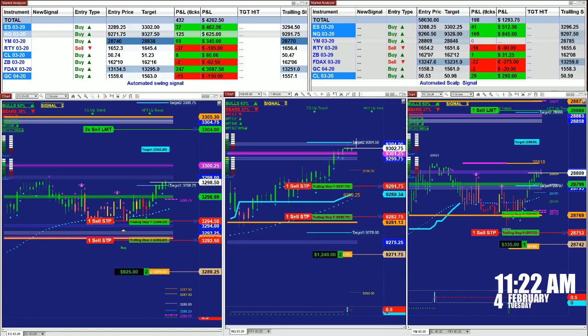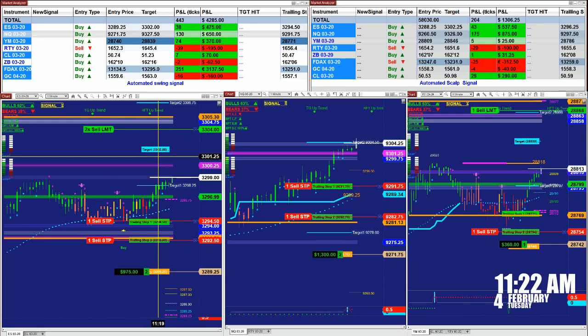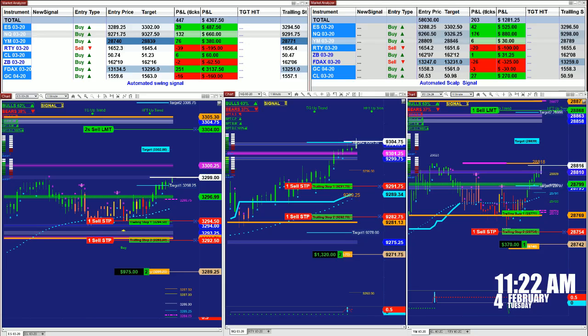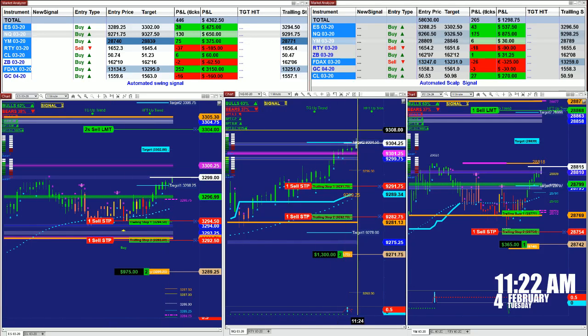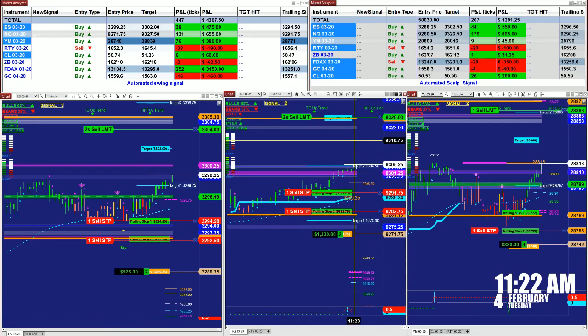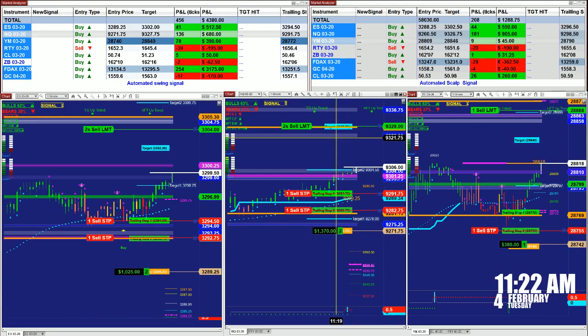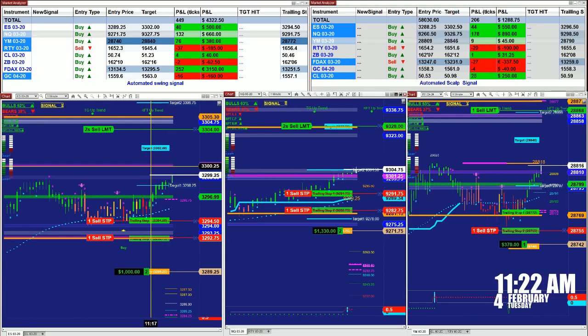Keep your eye on the ES 32.99, and if we break that resistance at 32.99, the next level we need to deal with is 3300. If we break the 3300, this means this Nasdaq is going to climb all the way to the target 93.28, so keep your eye on the 3300 level.